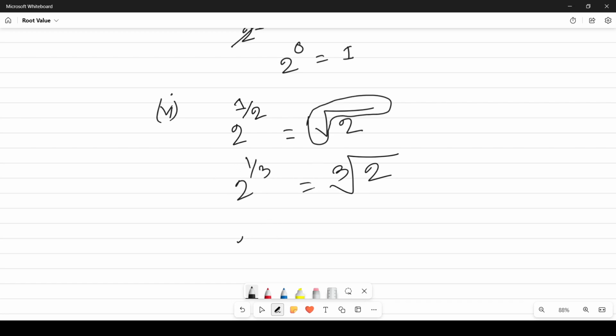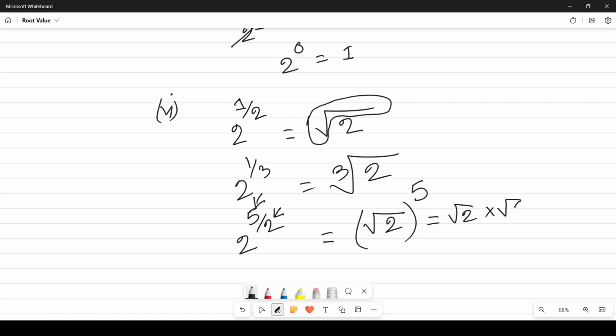So what happens if we have 2 to the power 5 by 2? If we have a fractional power like this, 5 divided by 2, then the numerator will be the power raised and the denominator will be the root power. It means 2 to the power 5 divided by 2 means root over 2 to the power 5. So we need to multiply root 2 five times. It simply means this: we need to multiply this root 2 five times.